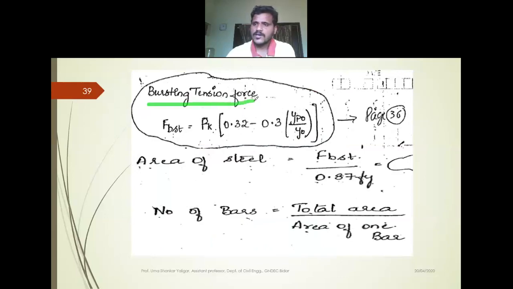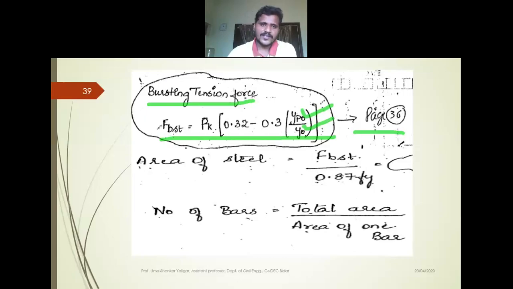Then this formula is the expression to calculate the bursting tension force. It is also there in your IS code book, page number 36. You can refer to this formula where the bursting force is equal to Pk (0.32 minus 0.3 yp naught by y naught), where yp naught is the depth of the anchorage plate, and y naught is the depth of the end zone or end block or prism.